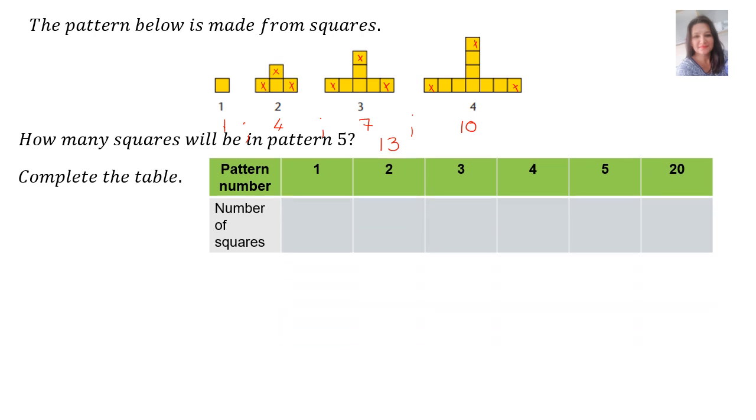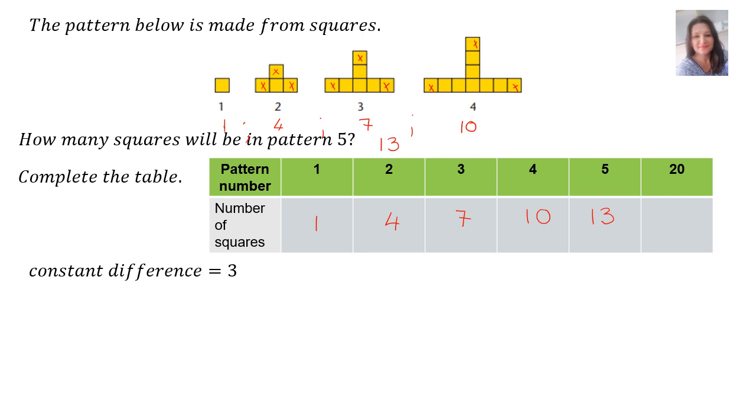Let's complete the table. Pattern 1, number of squares 1. Pattern 2, number of squares 4. Pattern 3, number of squares 7. Pattern 4, number of squares 10. Pattern 5, number of squares 13. Pattern 20. So now, instead of adding 3, 3, 3, 3, 3, we can work out the general formula.